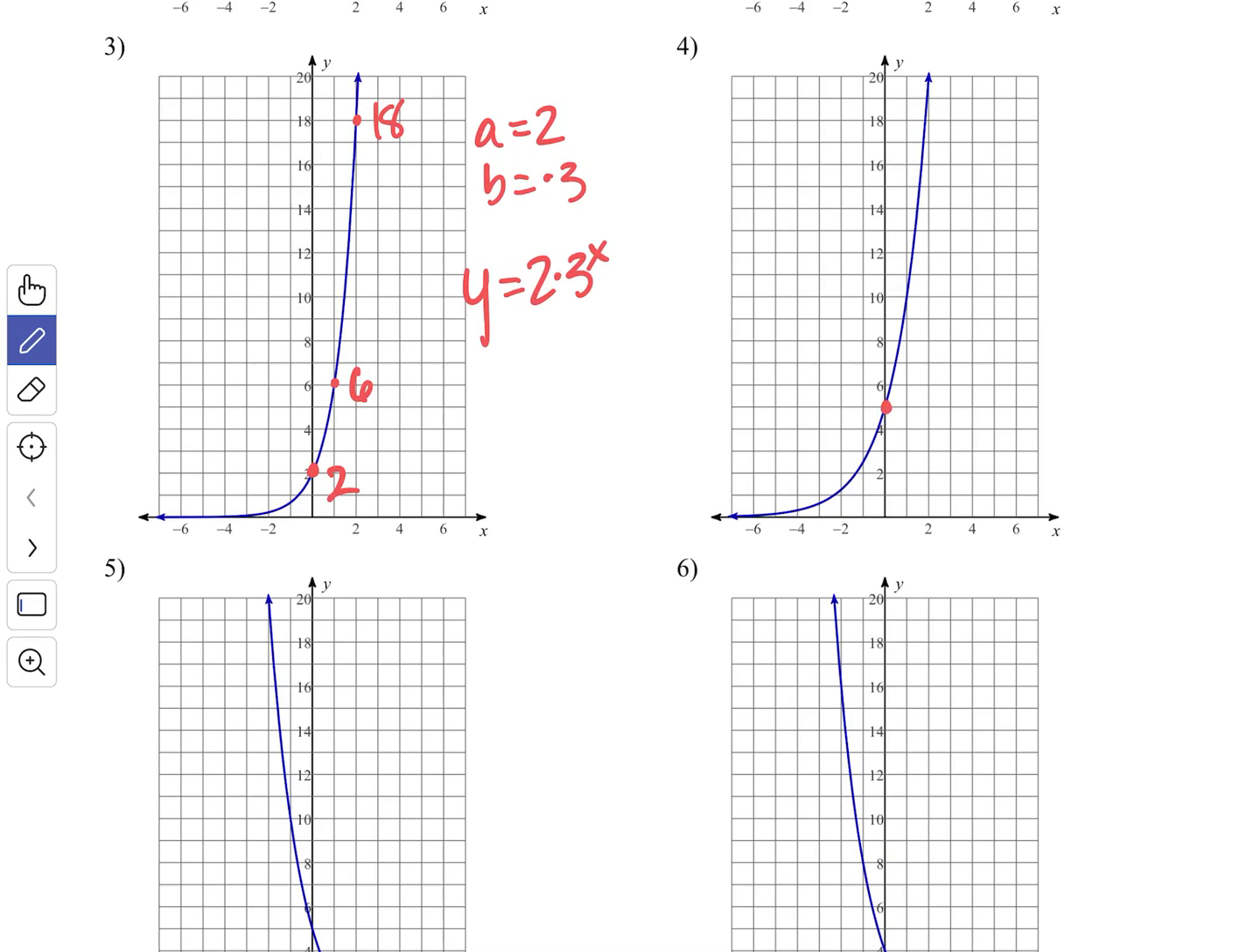Number 4, starting at 5, then 10, then 20. Okay, so looks like timesing by 2, so our growth is times by 2. Our start is 5, so y equals 5 times 2 to the x.